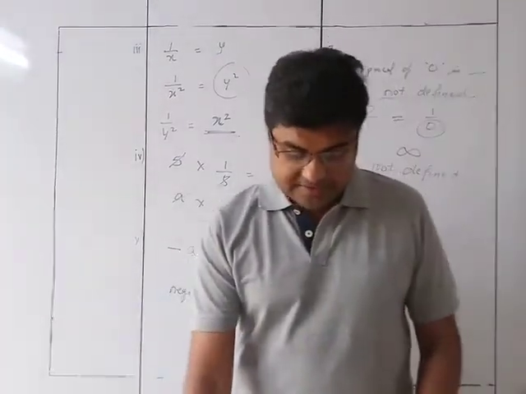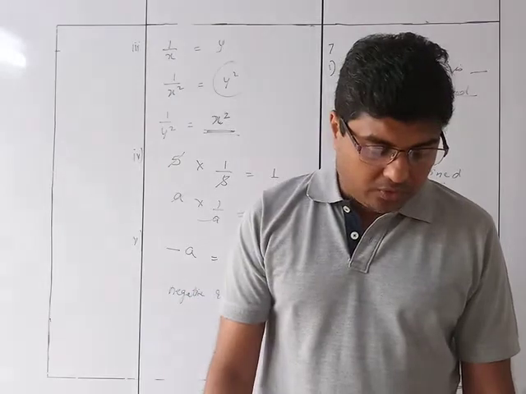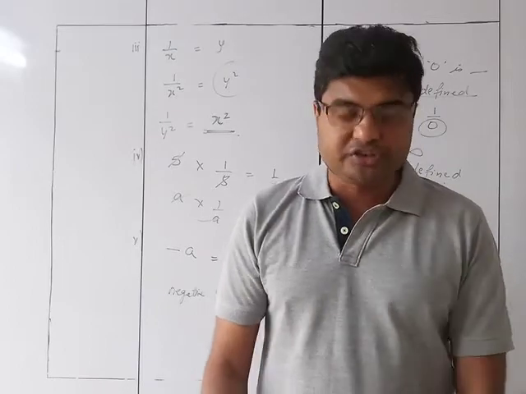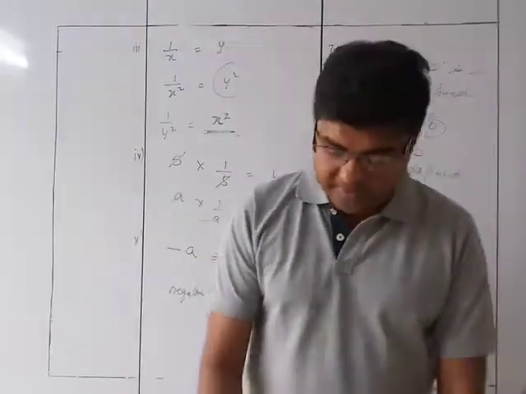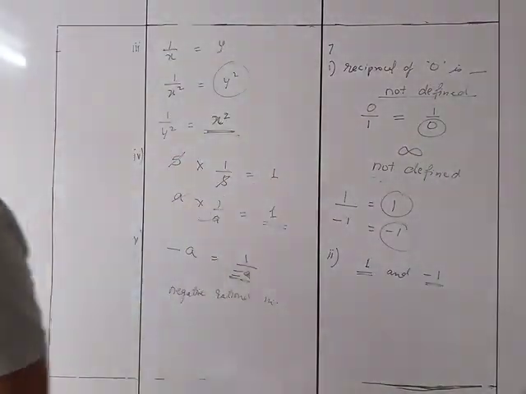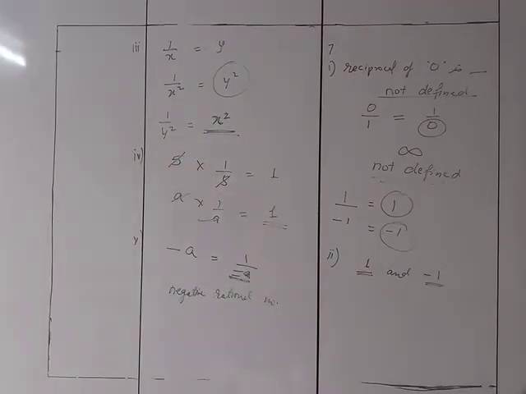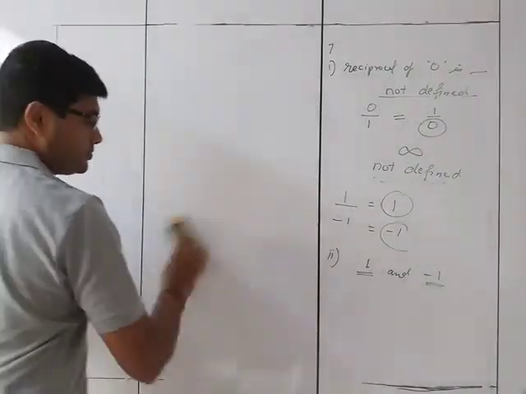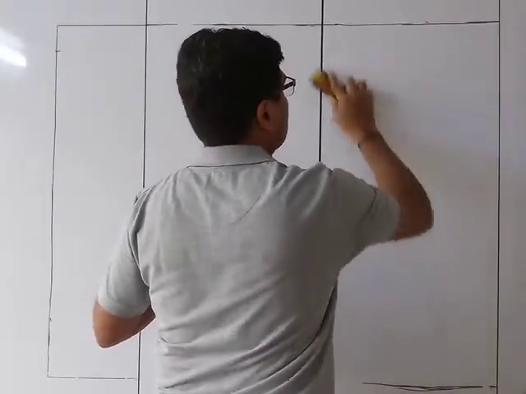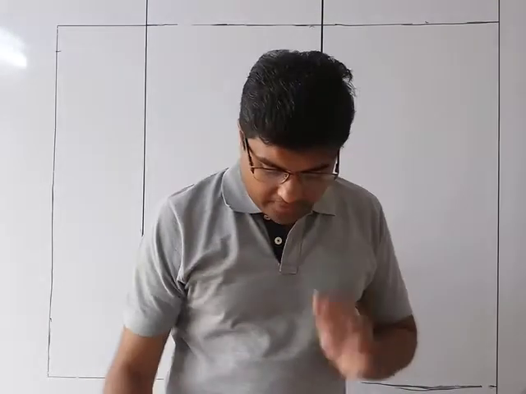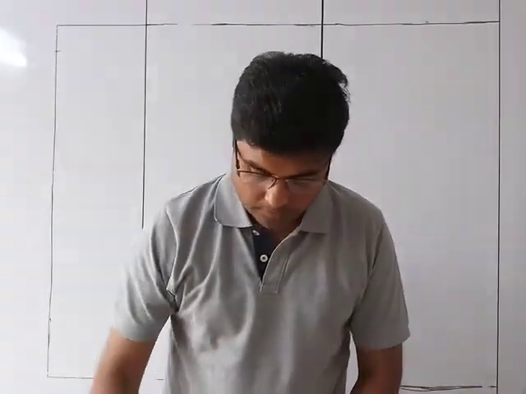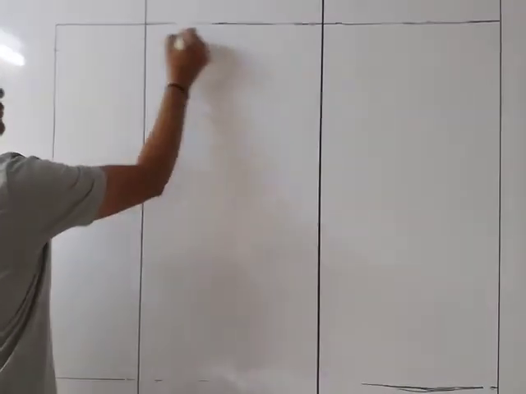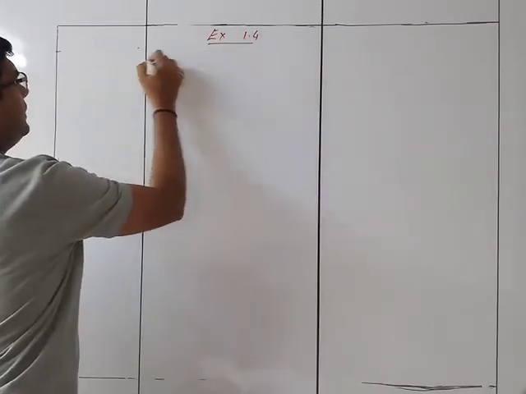Okay, so that was the exercise 1.3. Now we go to the exercise 1.4. In 1.4 they have given you division of rational numbers. So rational numbers are going to be divided in this particular exercise. Okay, so the first one is: exercise 1.4, find the value of the following.